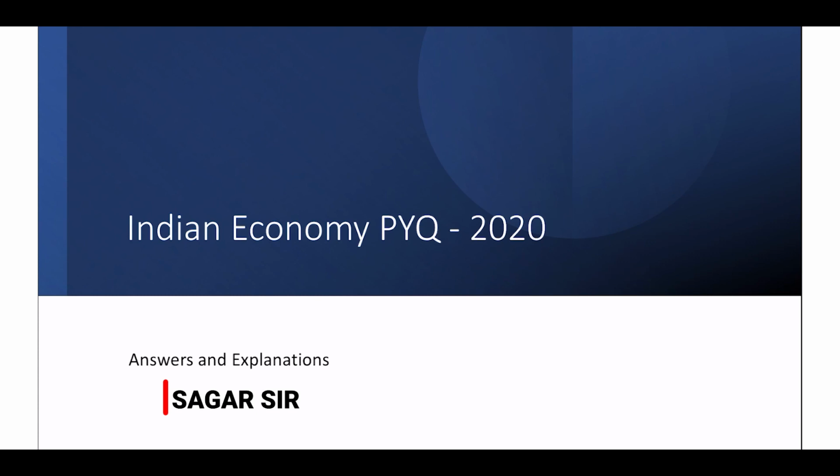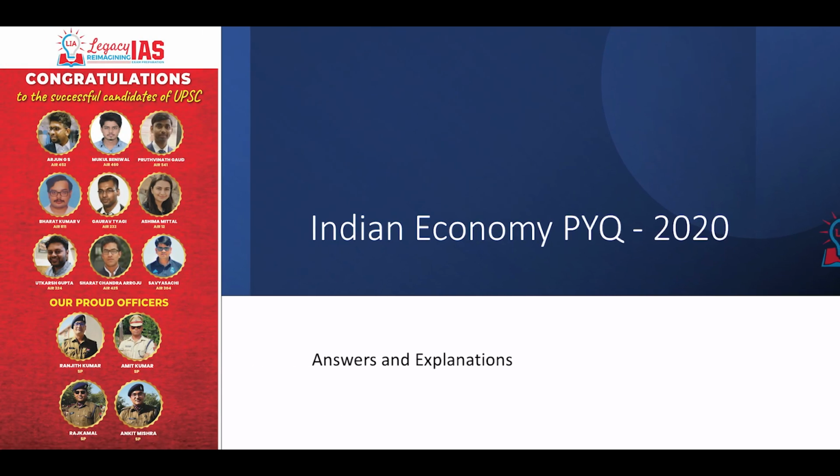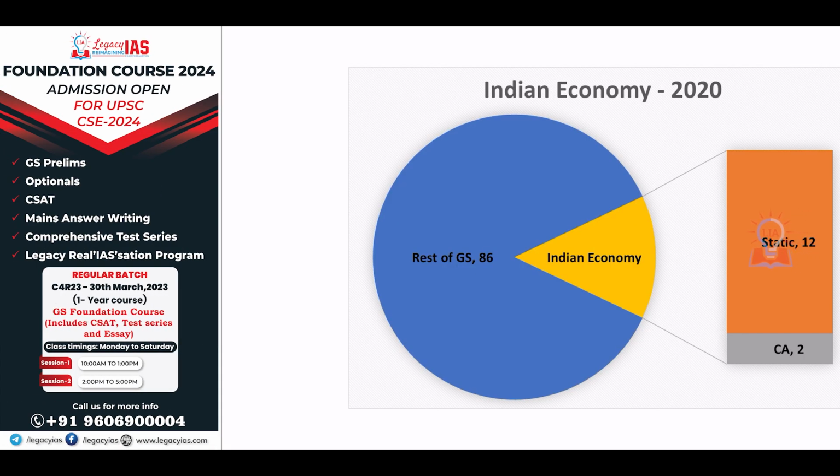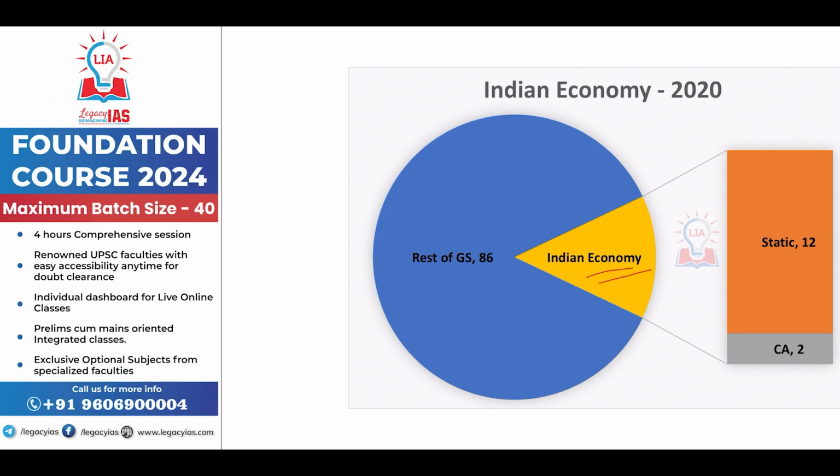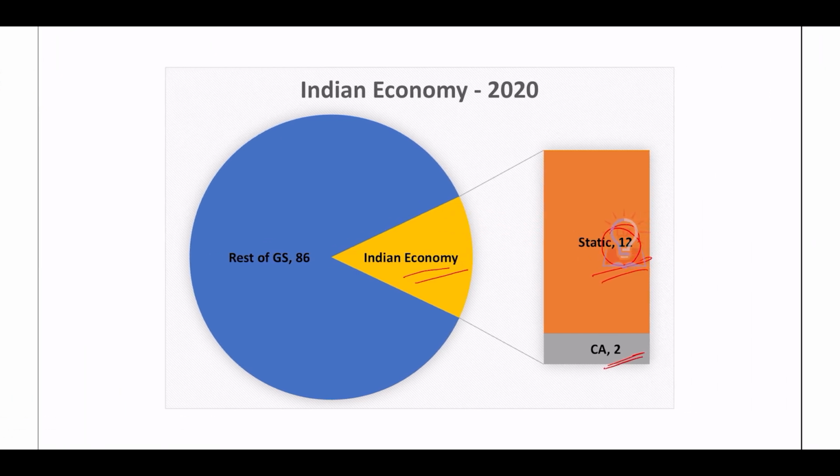In this video, we are going to discuss the Indian economy previous year questions of 2020. In this year, 2020, we had 14 questions coming from Indian economy, out of which 12 were from static and 2 were from current affairs. As you will see, I would not clearly classify these current affairs questions as current affairs. Why? Because even with some amount of static knowledge itself, you would be able to solve these questions.